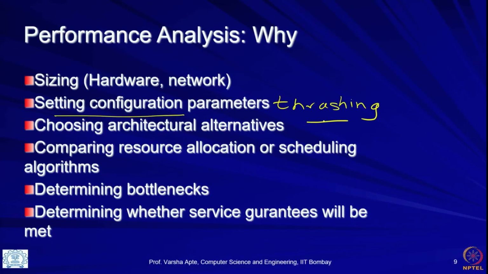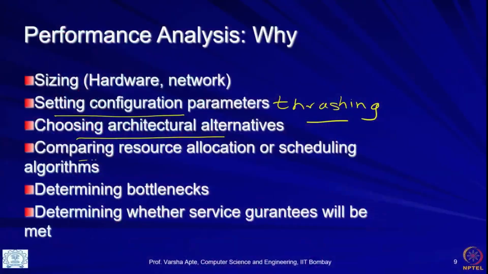So, we need to perfectly set the configuration parameter. Choosing architectural alternatives, meaning you might have to design a network, let us say a campus network somebody is designing. They would need to know what should be the packets per second or the bits per second that the network should carry, what kind of switch architecture. Remember we saw a picture of a network and link architecture, what should that architecture be so that my performance is good. Then comparing resource allocation of scheduling algorithms.